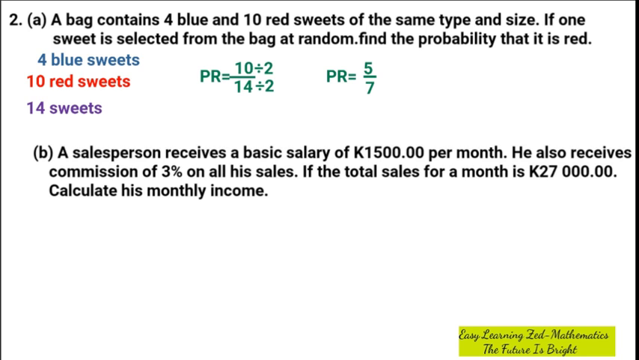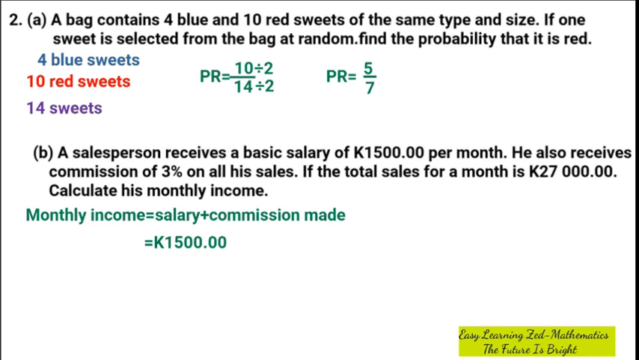Okay, so to find the monthly income, we're going to use this formula, which is monthly income is equal to salary plus commission made. Okay, so we know how much he gets as his salary, which is 1,500 kwacha. Then the commission, we are told he gets a commission of 3% of each sale he makes. So we're going to write plus 27,000 times 3 over 100. Remember, the commission is given in percentage, so we're going to divide by 100.